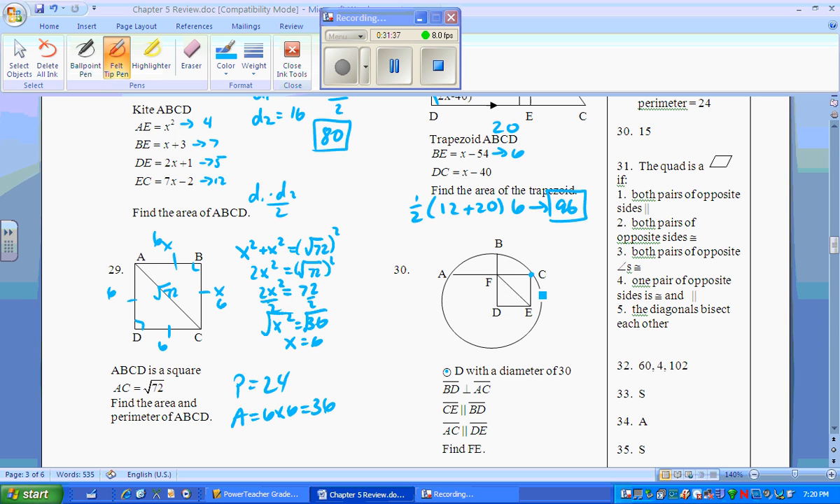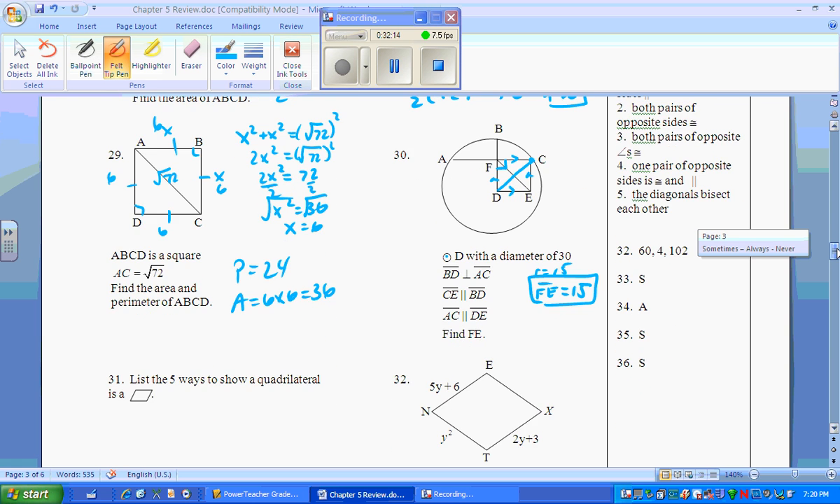Center of the circle is D. We know that BD is perpendicular to AC, so there's a right angle here. You know that these are parallel and these are parallel. So right here, this ends up being a square. Diameter is 15, so that means the radius is 15. D to C is a radius of 15, which means F to E also has a radius of 15. And you're done because you know that the diagonals in a rectangle or square are congruent.